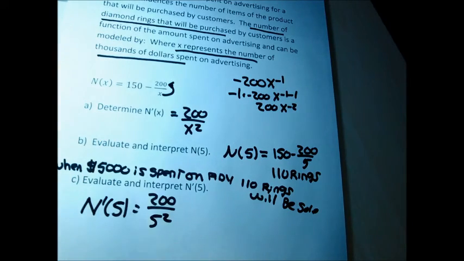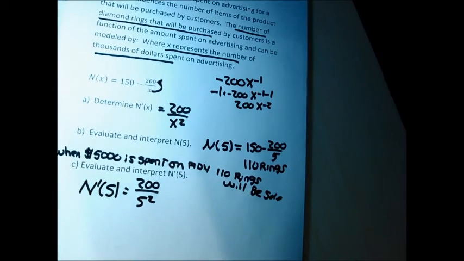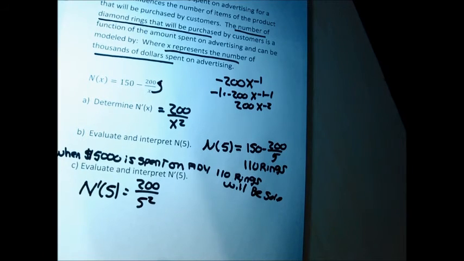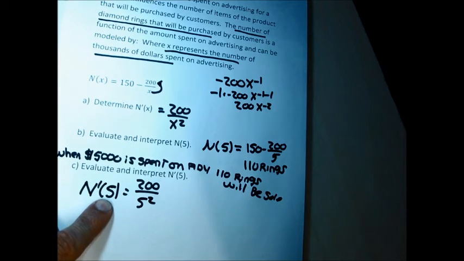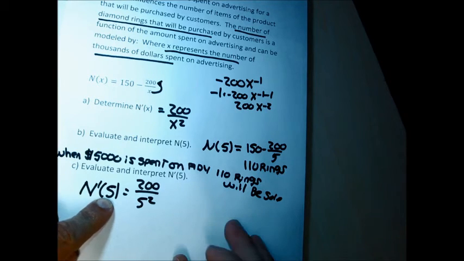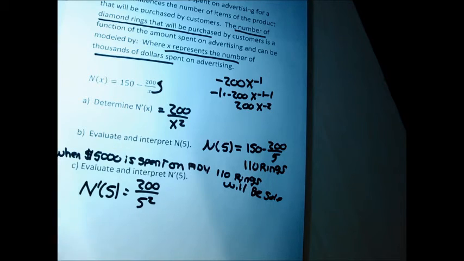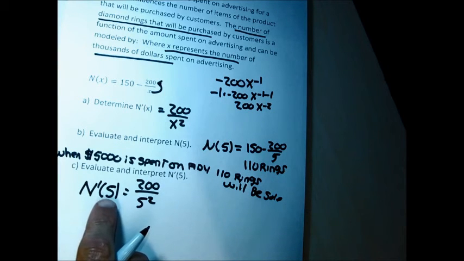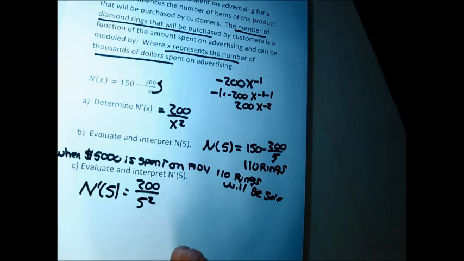And what that's going to give me, the 8 stands for the number of rings that you're going to sell. And what n prime, well, next number would be 6. And 6 stands for $6,000 of advertising, or when my advertising goes up from 5,000 to 6,000, when I spend the next $1,000 on advertising, I'm going to sell an extra 8 rings.